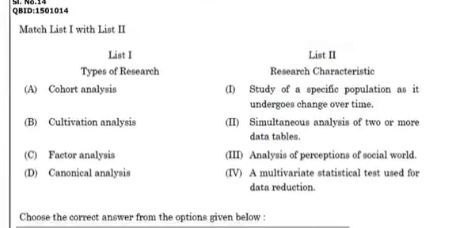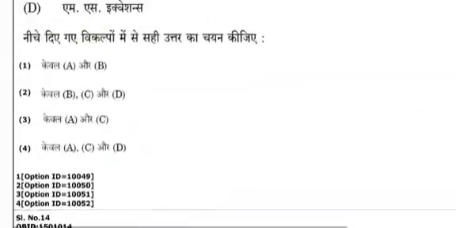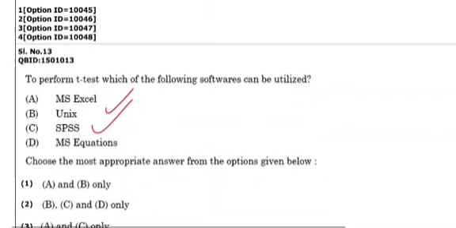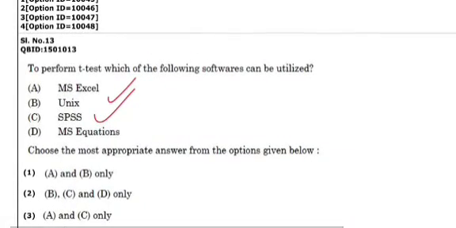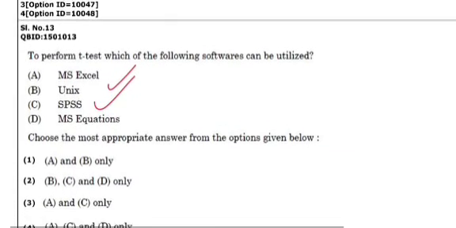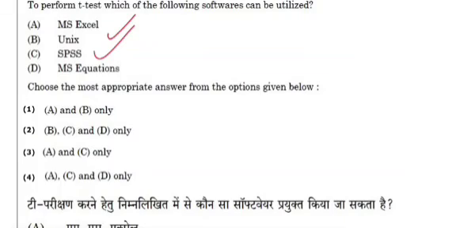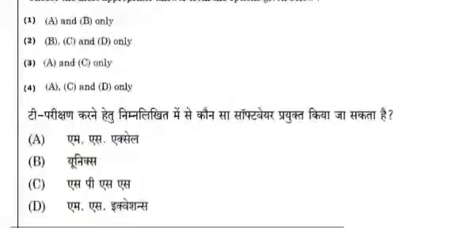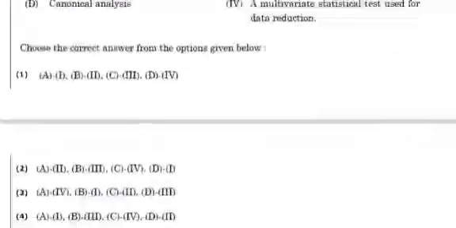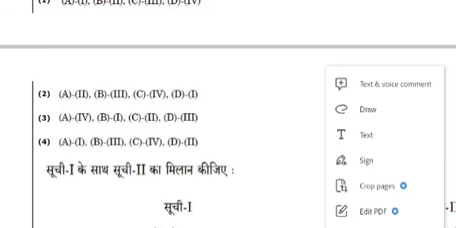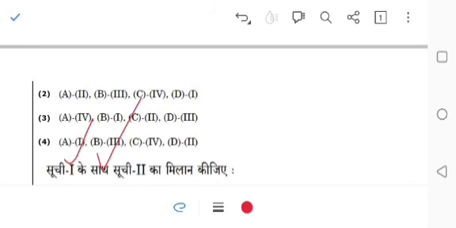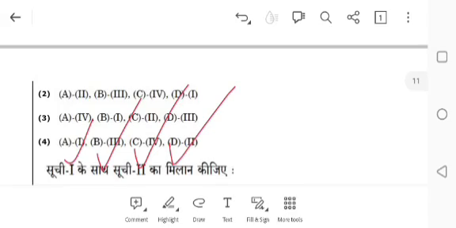So number 13, not 13. Wait, 13 we have done. Now we have 14. What will be the correct answer? These kinds of options are given, you can check it out. D will be correct. A will be related to 1, then B 3, C 4, D 2. 14 done.